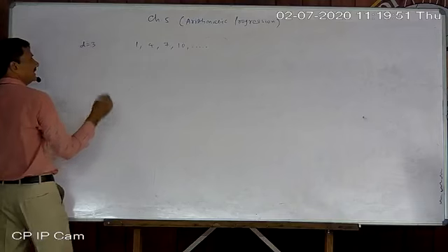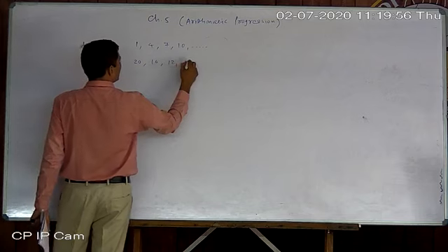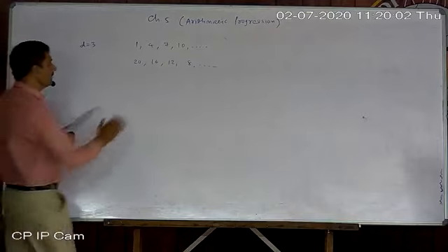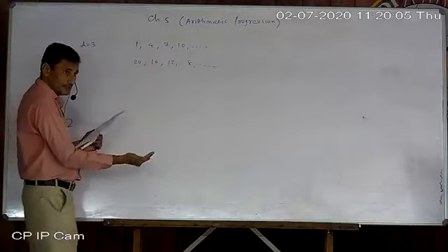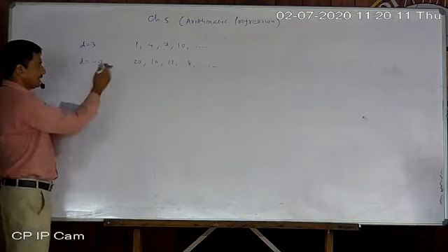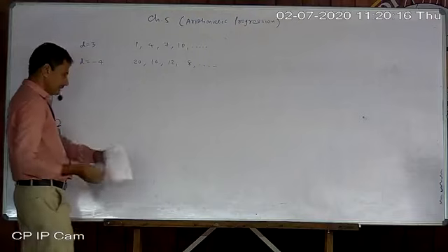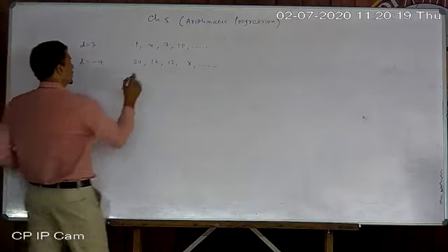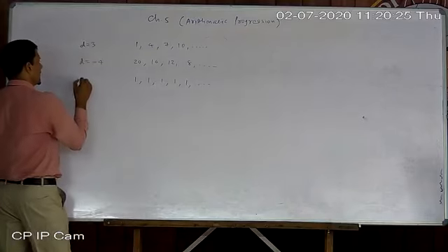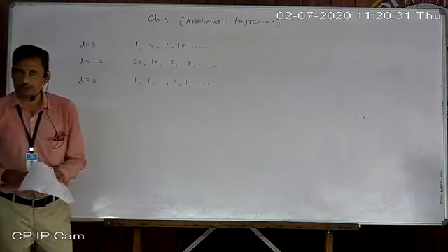Okay. Now in the same way, if I write 20, 16, 12, 8, like that, then this is also an arithmetic progression. Why? Because here also something is added. What is added? D equal to minus 4. So minus 4 is being added everywhere. So the difference of any two consecutive terms remains equal. Now 1, 1, 1, 1. This is also an arithmetic progression. Why? D equal to 0.